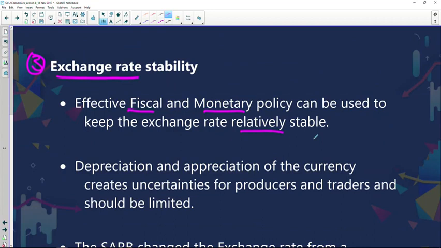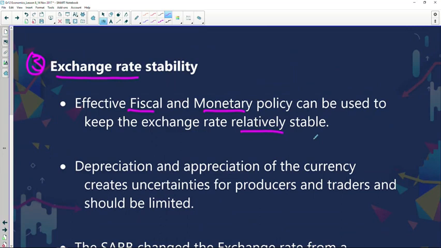And we know that if the exchange rate is at a stable position, that will encourage more imports and exports, because the rand, or the exchange rate, is considered to be stable at that particular point in time. And then we come across two important concepts over here. So we've got depreciation and appreciation of the currency.